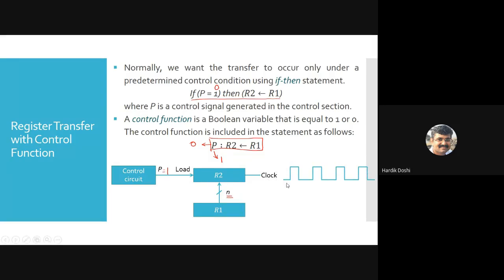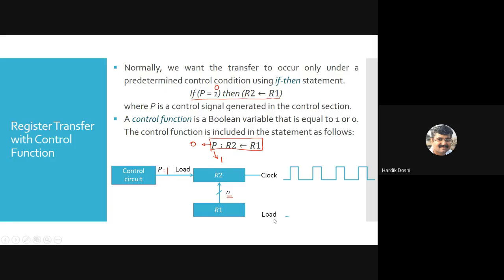So how does it work now? This is a clock signal. I don't know whether you have studied digital electronics or not. It is a digital signal, 0, 1, 0, 1. This is 0, this is 1. So a digital clock is one which works uniformly.